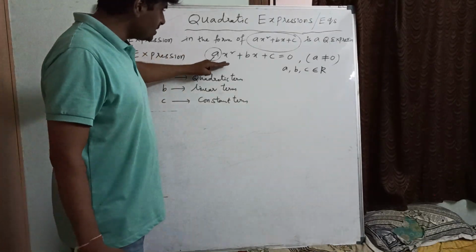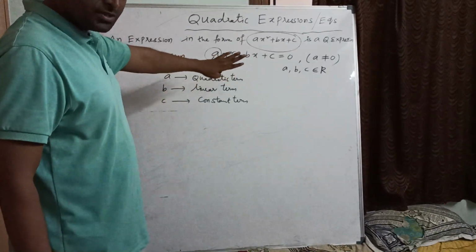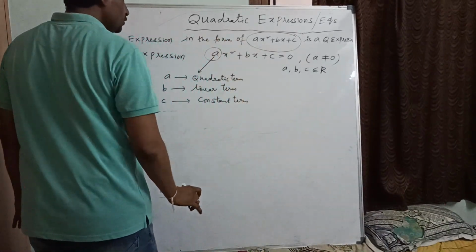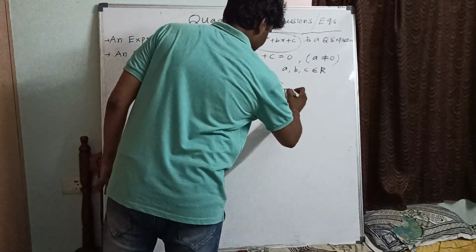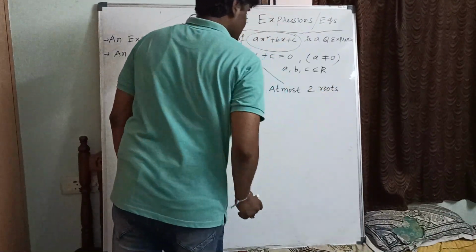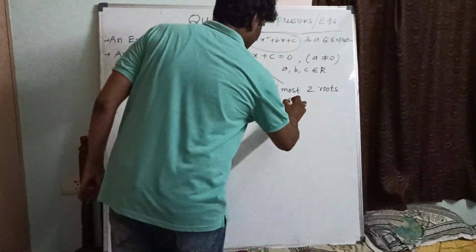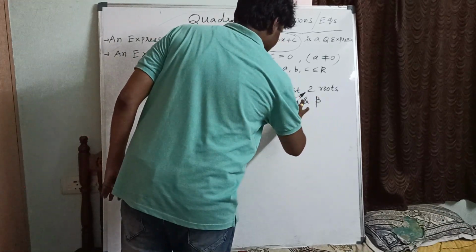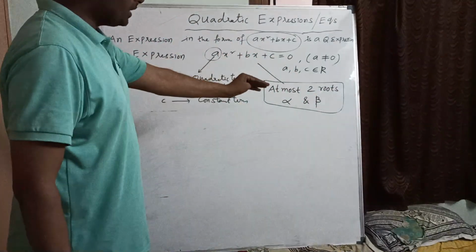Here, what is the highest index? 2. That means how many roots may it have? At most 2 roots. So every quadratic equation contains at most 2 roots. Generally, how do we denote the roots? For every quadratic equation, we take alpha and beta. These are the 2 roots we generally take for every quadratic equation.